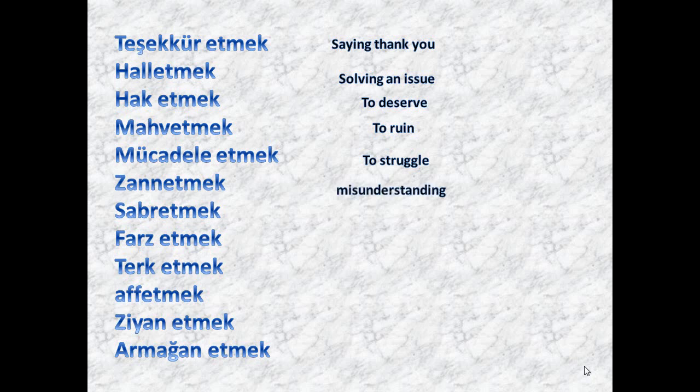Zannetmek is misunderstanding something or guessing something in a wrong way. Sabretmek means to wait. Farz etmek means to assume. Terk etmek means to leave. Affetmek means to forgive. Ziyan etmek means to waste. Armağan etmek means giving a gift. Okay.